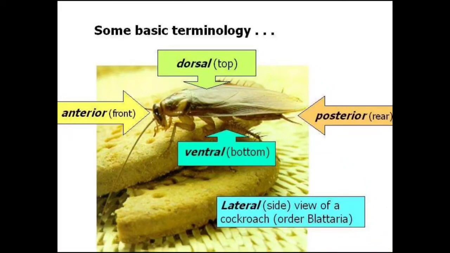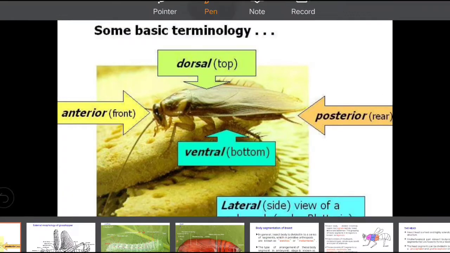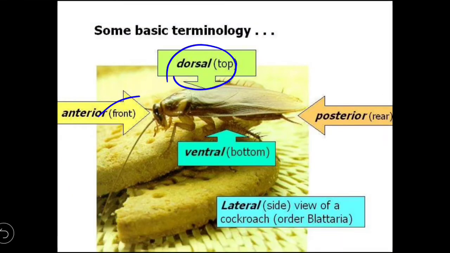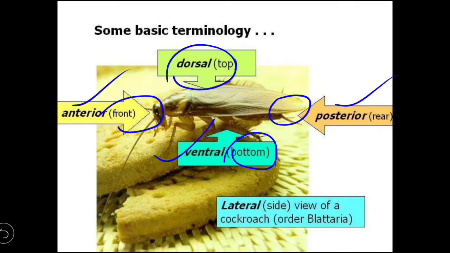So today we'll see some basic terminology. For example, this is the lateral view of a cockroach and the top portion is known as the dorsal, the front portion is known as anterior, bottom is known as ventral region and the back portion is known as posterior end of the insect.